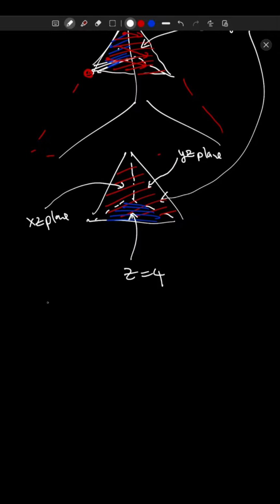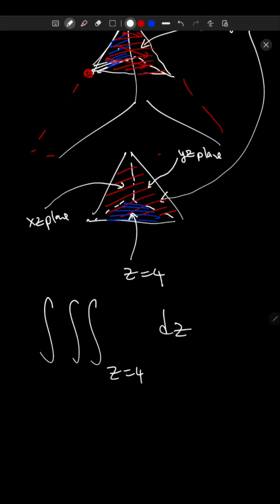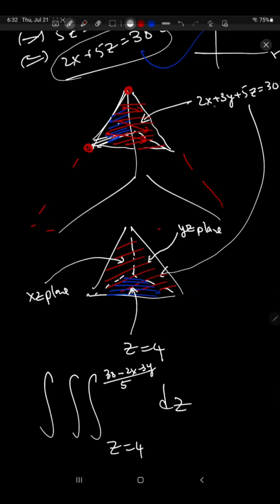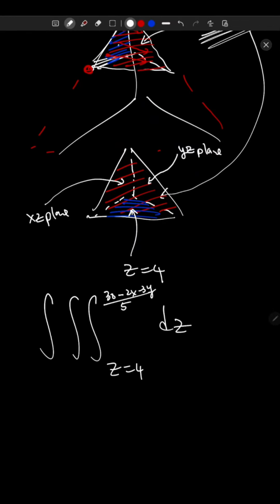And with this, we can change our limits of integration whatever way we like. So if you wanted to integrate, for example, with respect to z first, you can see that the vertical integrals are going to start from z equals 4. You go up until you hit our plane, which is (30 minus 2x minus 3y) over 5. And then our dx dy integral is going to be the shaded region down here.